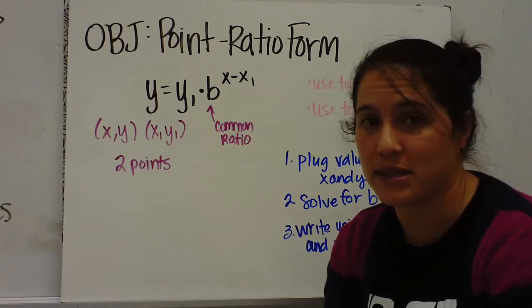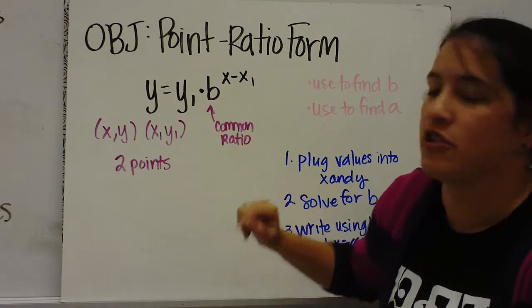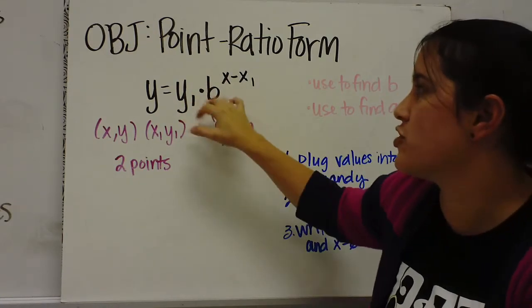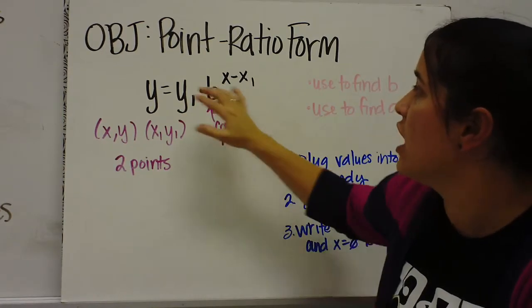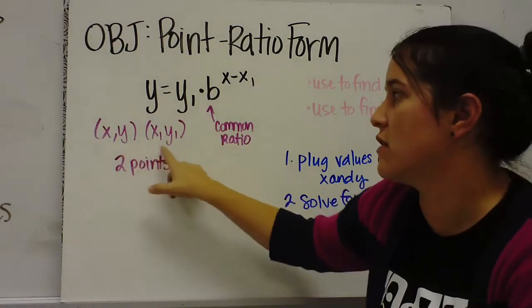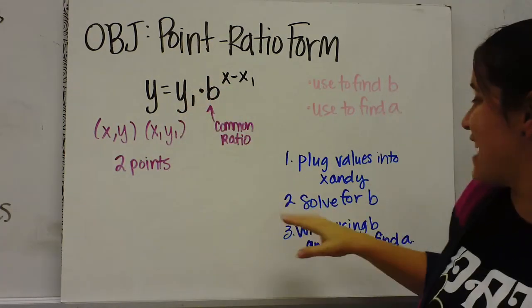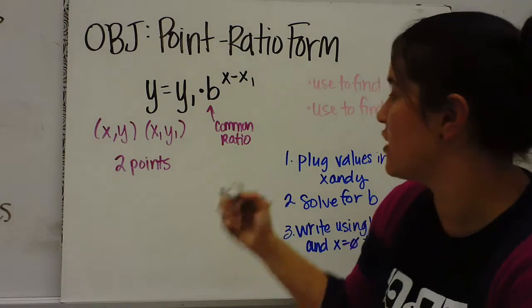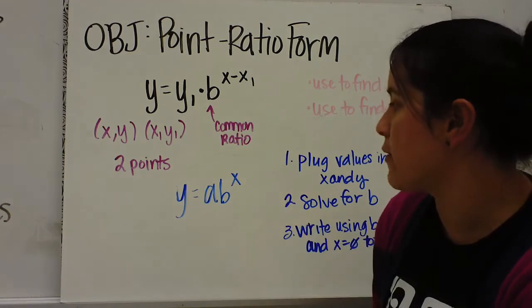You're going to be given 2 points, and you're going to use this equation to find the common ratio. We've been talking about exponential functions, and we know that the common ratio is b, that base. In our problems right now, you're going to be given 2 points, and you're going to have to find b, find a, and then write the equation. So the exponential equation looks like this: y equals ab to the x power.